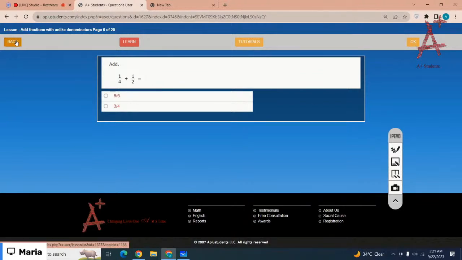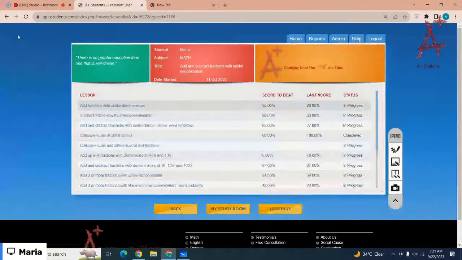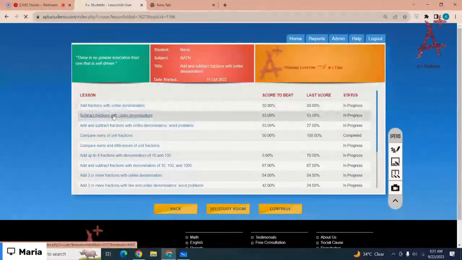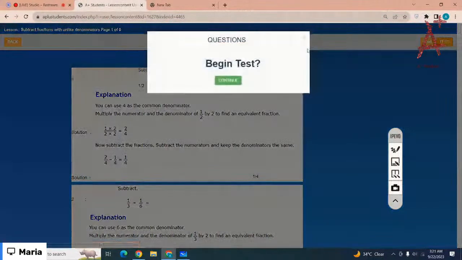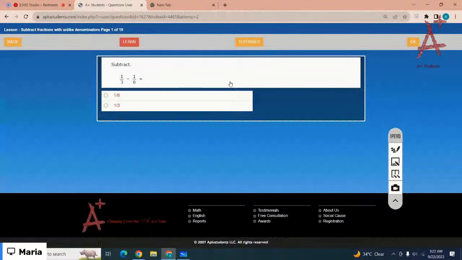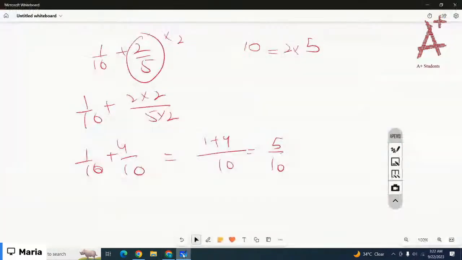Okay, you can complete the lesson by yourself later today. Let's just do some practice questions from subtracting fractions with unlike denominators. Okay, let's just do practice questions. 1 by 3 minus 1 over 6. Let's just see how we subtract.